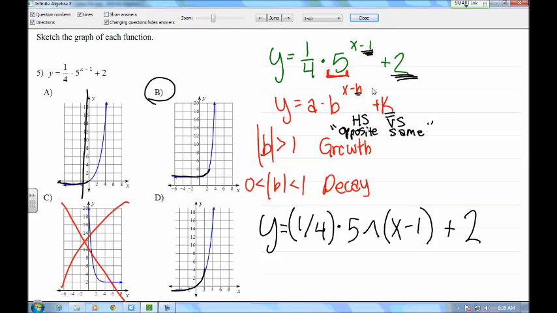Okay, so if you graph it, take a look at it. What if your window's messed up? Hit the zoom button, and you go to Z standard.